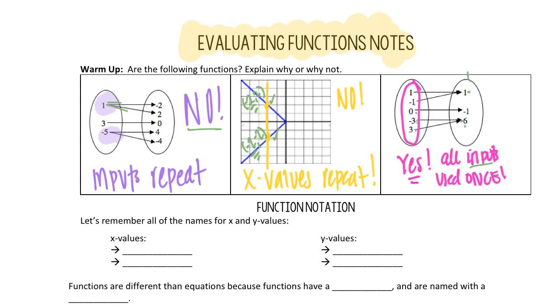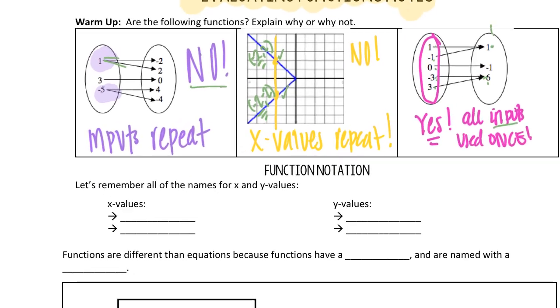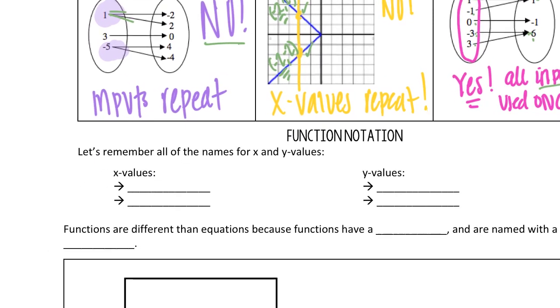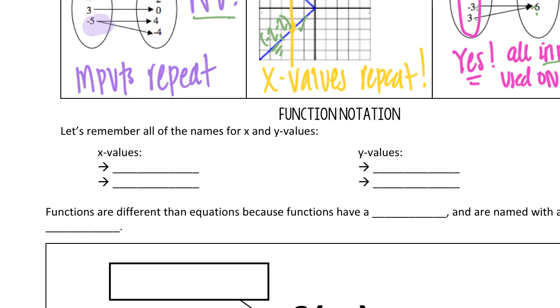Before we move on further, I want you to take a second and remember the different names that we have for x values and for y values. Go ahead and try to fill in those blanks. If you'll remember, x values, a synonym for that is an input. Another synonym is the domain. And one more that you'll often hear it referred to as is the independent variable. It is the one that is driving the change.